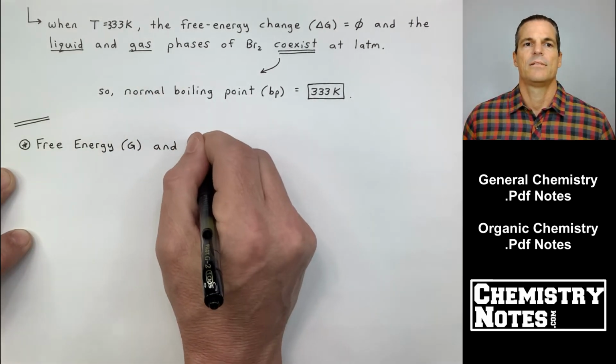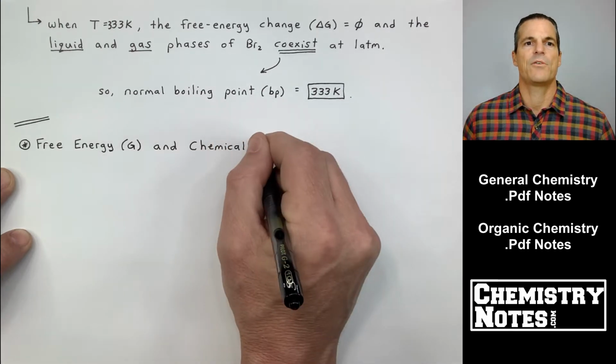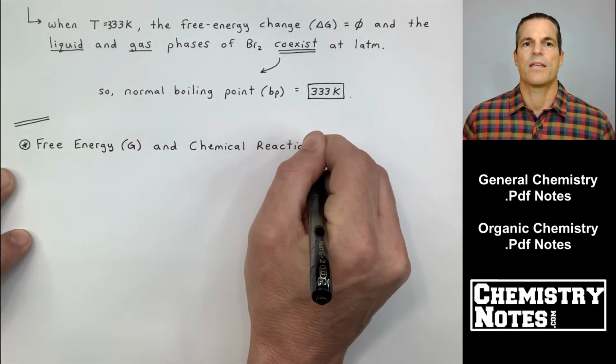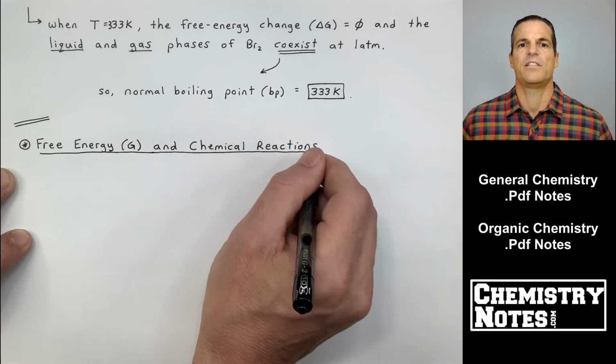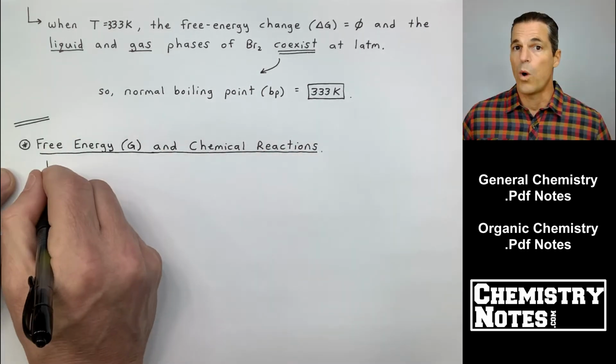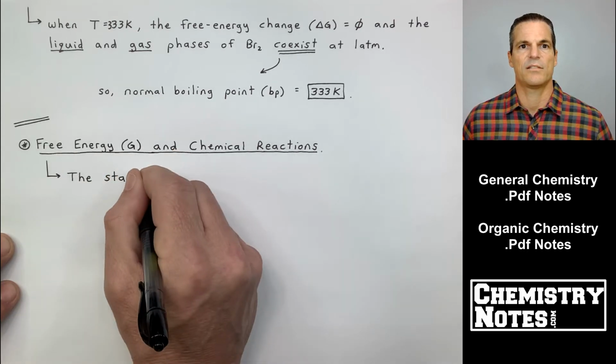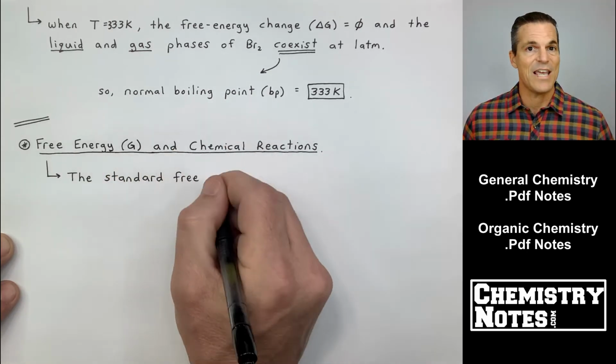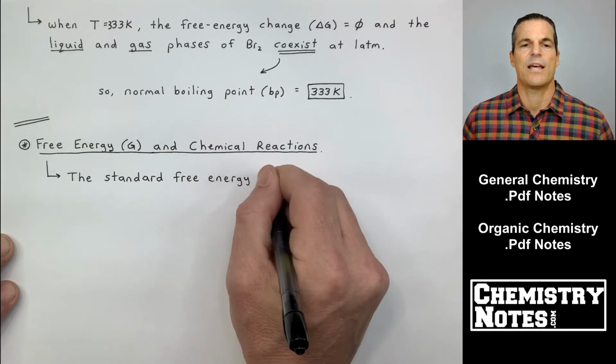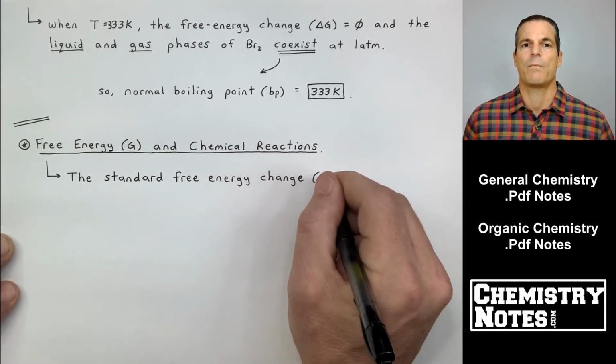All right, next topic. Free energy, G, and chemical reactions. Right? We've already seen a little bit of this. We've seen one way to calculate delta G, right? One way to calculate delta G is delta G equals delta H minus T delta S. That was the first equation I boxed up on page 1 of our notes.